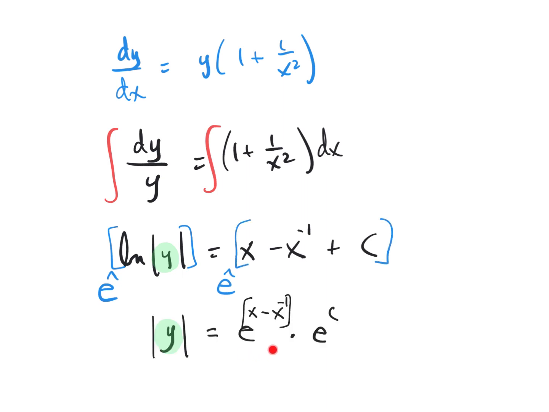We'll use the property of exponents and rewrite the right side as e to the power of x minus x to the negative 1 multiplied by e to the c. And now e to the c is just some constant. We'll write it in front.